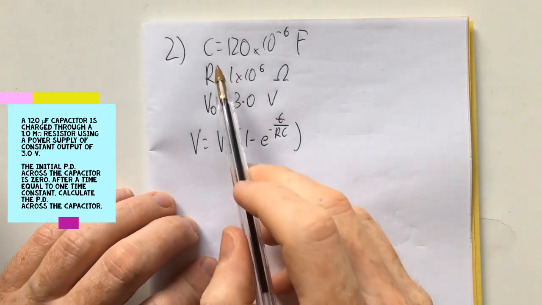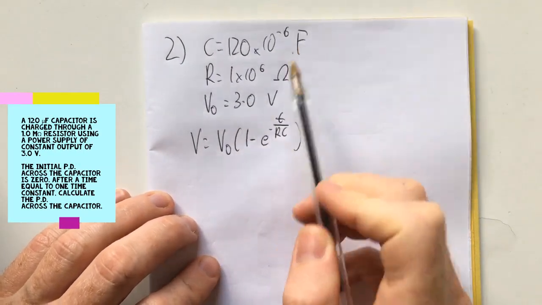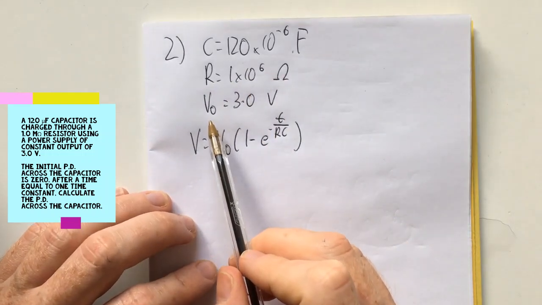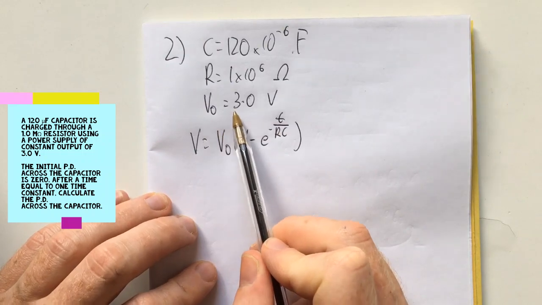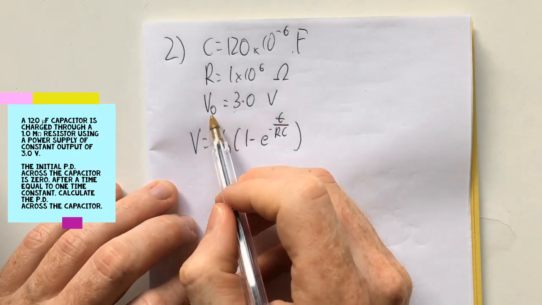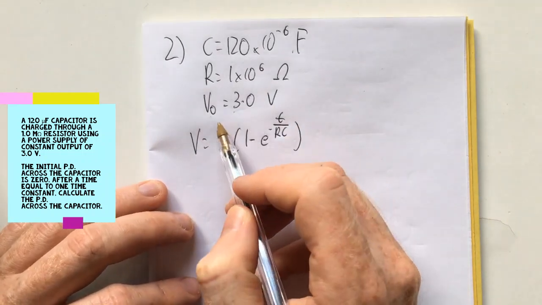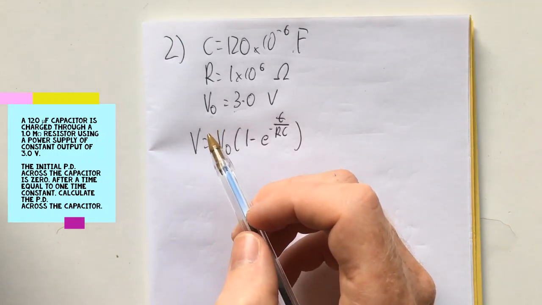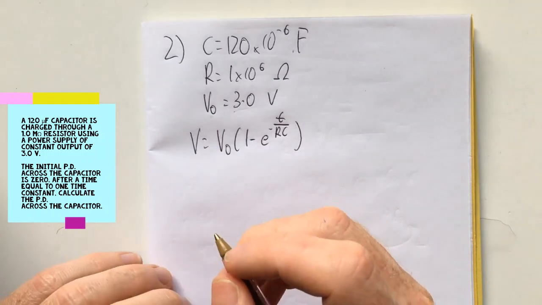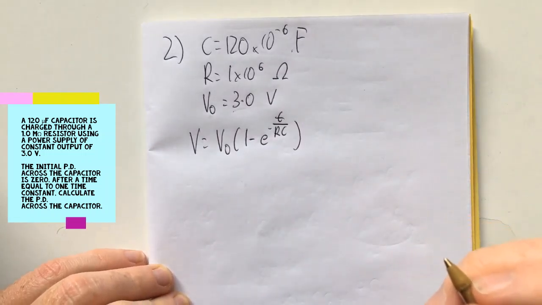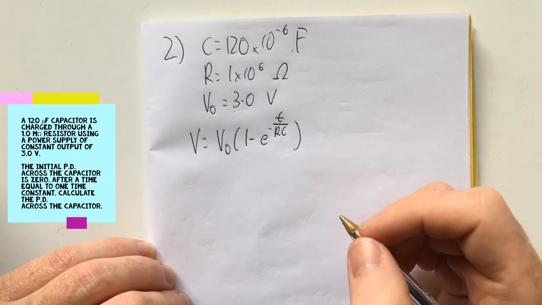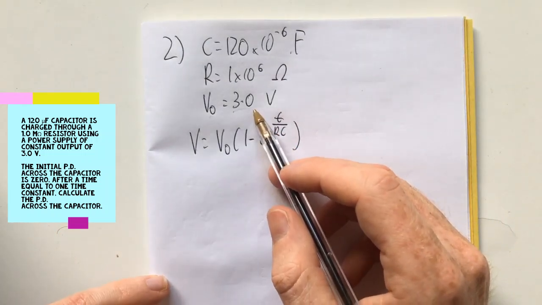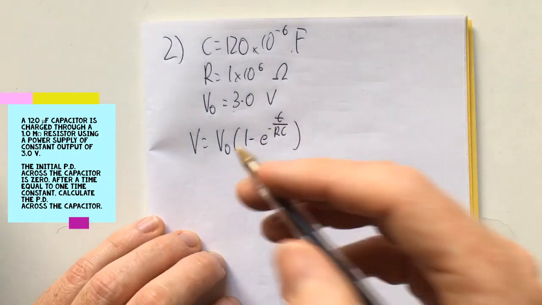For question 2, we're told there's a capacitor of 120 microfarads, a resistor of 1 mega ohms, and the power supply's got a constant voltage of 3 volts. So that means V0 is going to be 3 volts. V0 is basically the maximum voltage the capacitor will have. So when the capacitor has been fully charged, it's going to have the same voltage that the power supply does. So the power supply has 3 volts, so when the capacitor is fully charged, it will also have 3 volts.